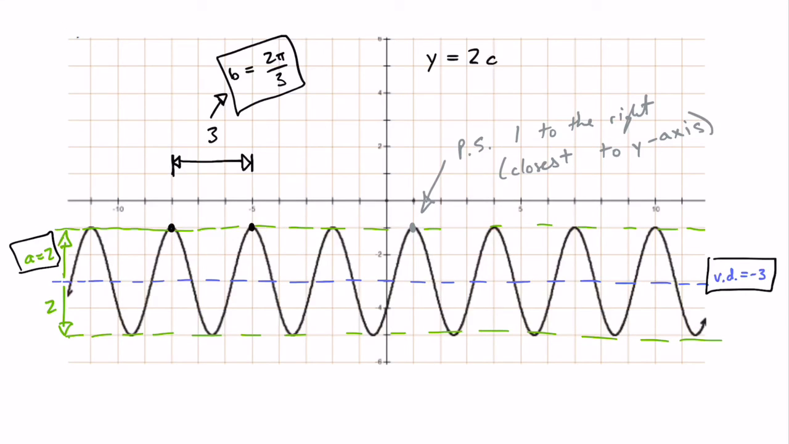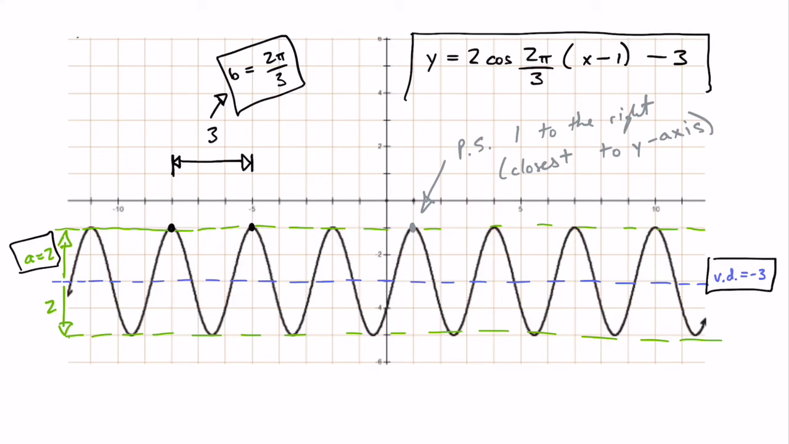And now we can write out the equation. Y equals 2, because that's the amplitude. Cos 2 pi over 3 is the b value, and then in brackets x minus 1 so that it goes 1 to the right, and -3 is the 3 down, or the vertical displacement.